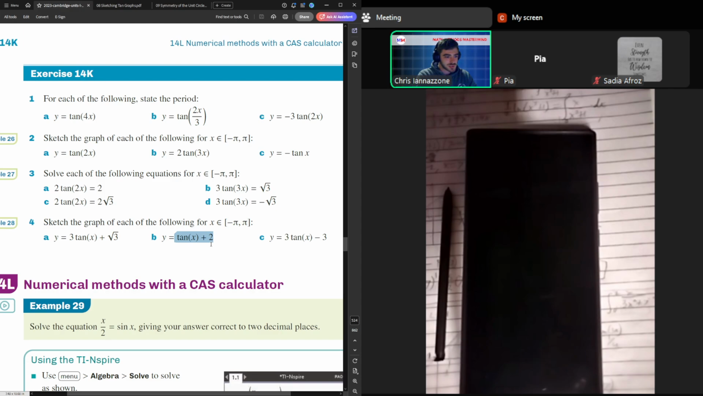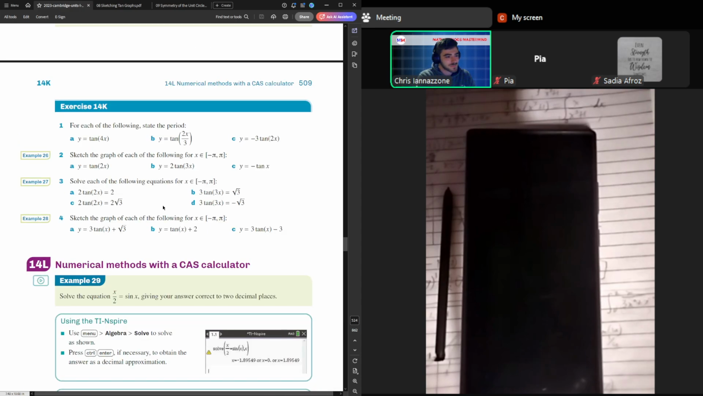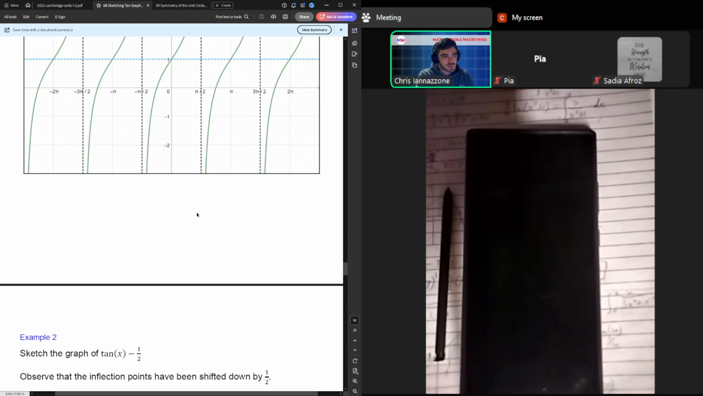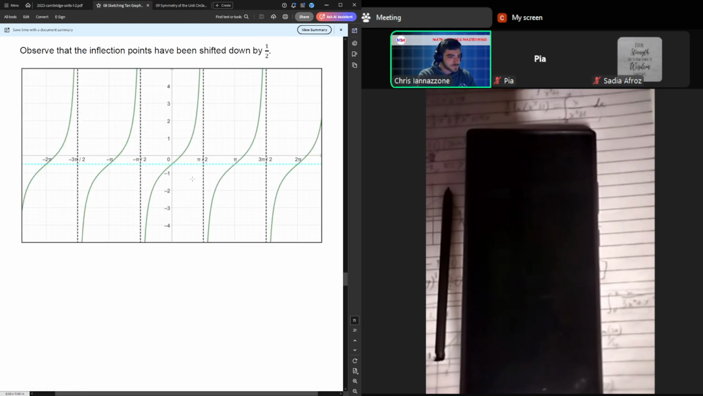Like tan x plus 2, if you rearrange that, there's no spot on the unit circle where tan equals -2. This is a thing where you have to do it by CAS for whatever reason they've done that. So just keep that in mind when you start doing those questions on your own. You might have to use CAS for some of them.